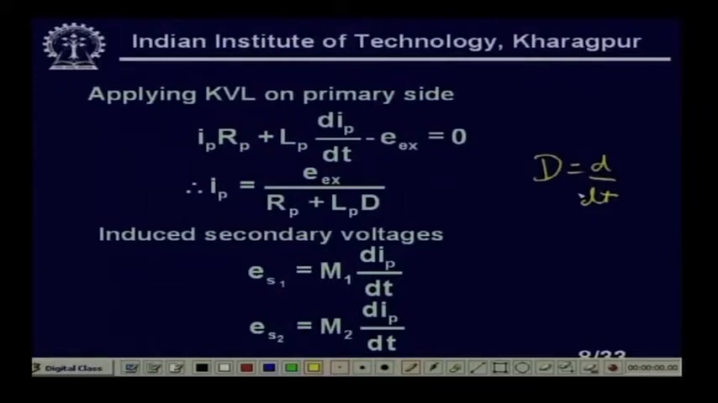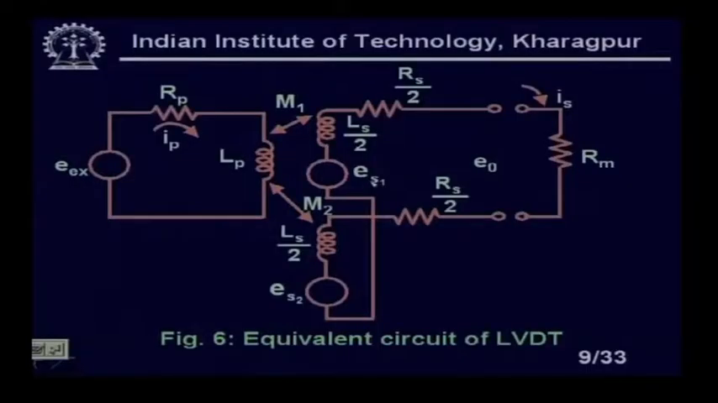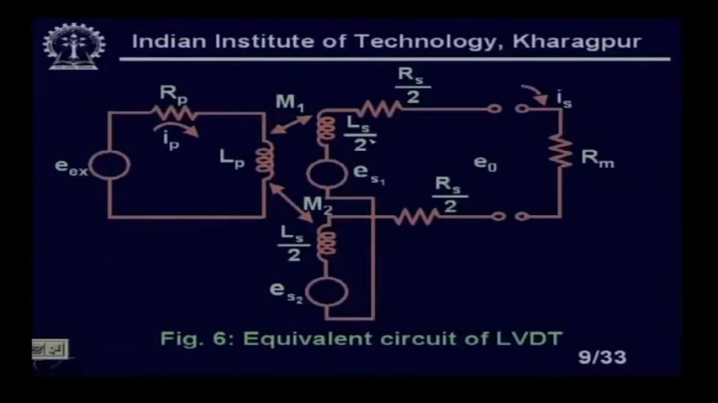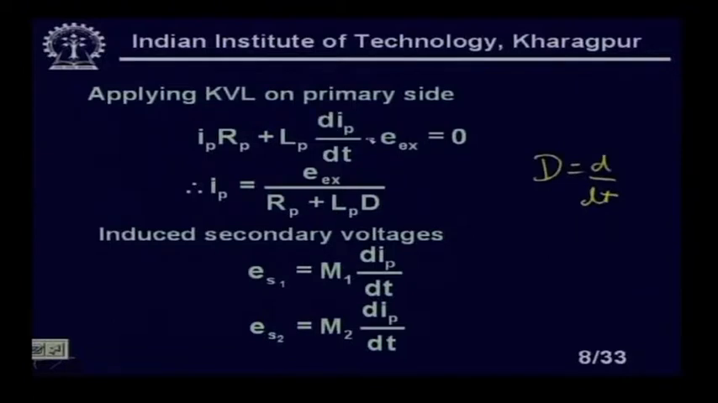Okay. So, I can come back, you see here, and Ex equals Rp plus Lp D, and the induced secondary voltage Es1 is M1 dIp by dt, and Es2 and Es1 we have already seen. What is this? If I go back, you see Es1 is this one and Es2 is this. So, this is the induced secondary voltage. So, this is our actual equation.